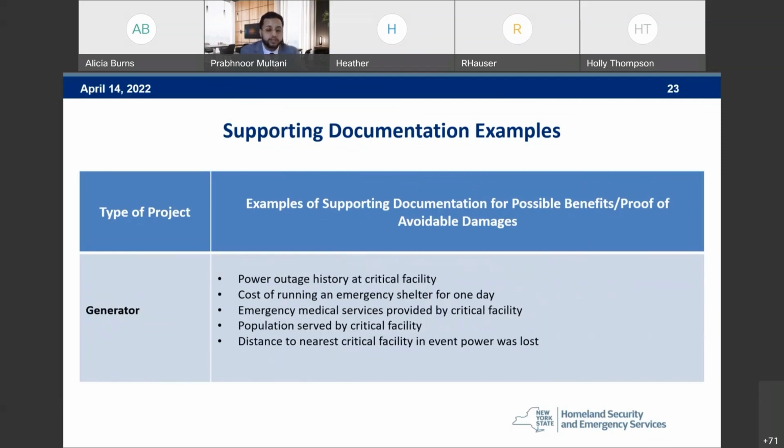For a generator project, examples of supporting documentation may include power outage history at the critical facility, letters from the utility company validating that power outage history, costs of running an emergency shelter for one day, emergency medical services provided by the critical facility, population served by the critical facility, and distance to nearest critical facility in event power was lost. Next slide, please.